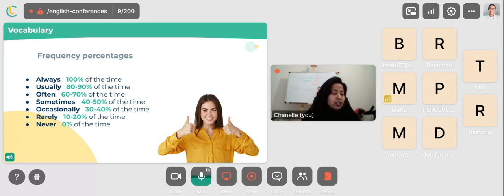So what are those percentages we were speaking about? When we use always, it means that it is 100% of the time. Usually takes us to 80 or 90% of the time. Often is between 60 to 70% of the time. Occasionally is 30 to 40% of the time. Rarely is between 10 to 20% of the time. And never is 0% of the time because we never do it.